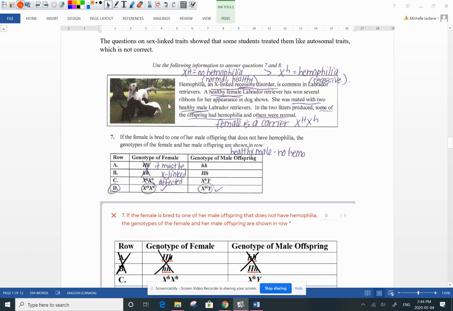All right, next up was our sex-linked traits. And this information is very different than autosomal. A lot of students were treating it as autosomal. That is not correct. So if you are choosing to express your genotypes as big H, little h, that's not right. That shows me you have a basic fundamental misunderstanding.